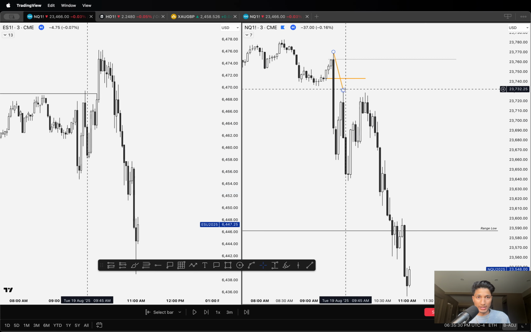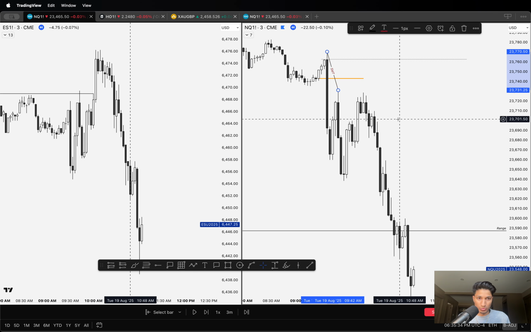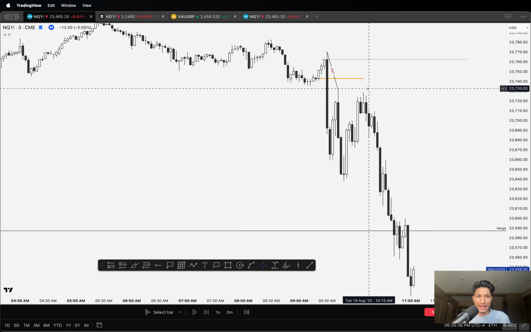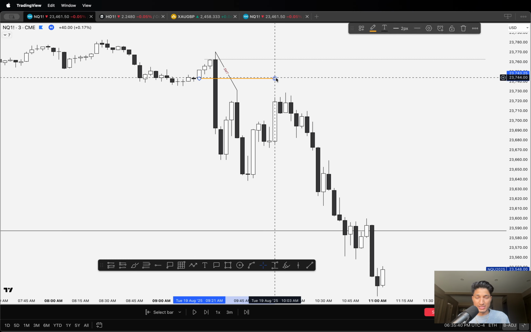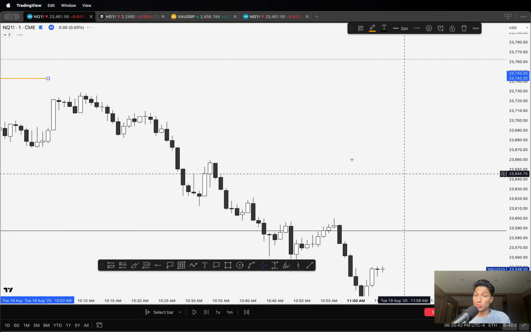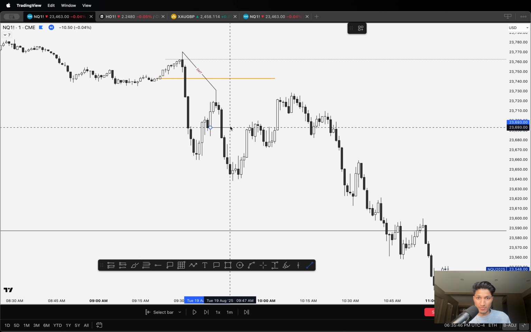And then what do I do? So once I see that SMT form like this, right? Go full screen here. My emphasis is on this being a protected high. And what I did was I positioned myself on the lower time frame, which was the 1-minute chart, inside of this change in state of delivery.